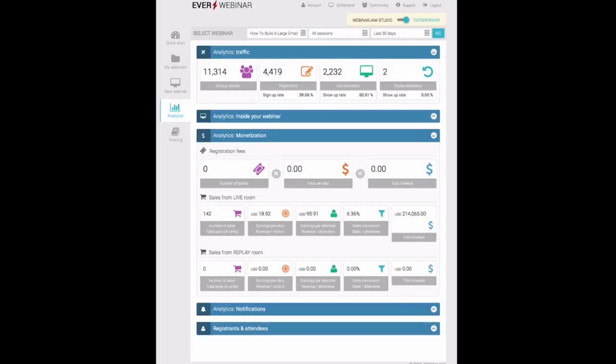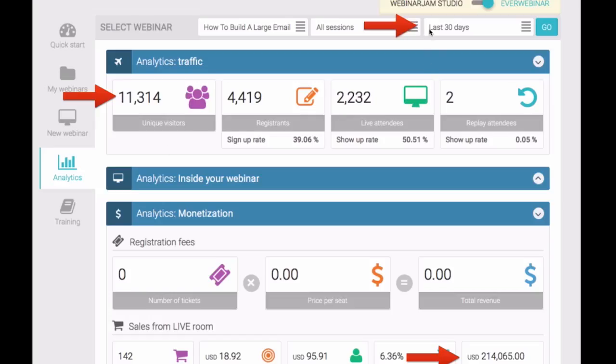So here's a screenshot of my EverWebinar account, and I want to point out a few things for you. First, these stats are for the last 30 days, and next, right here, this is the number of unique visitors who came to the webinar registration page. Of these 11,314 visitors, 4,419 registered for the webinar. And of those people, 50.51% actually showed up, which is a really great number, by the way. Most webinars usually get about a 20 to 30% show up rate. I will talk about and show you how I get up to 50% later.